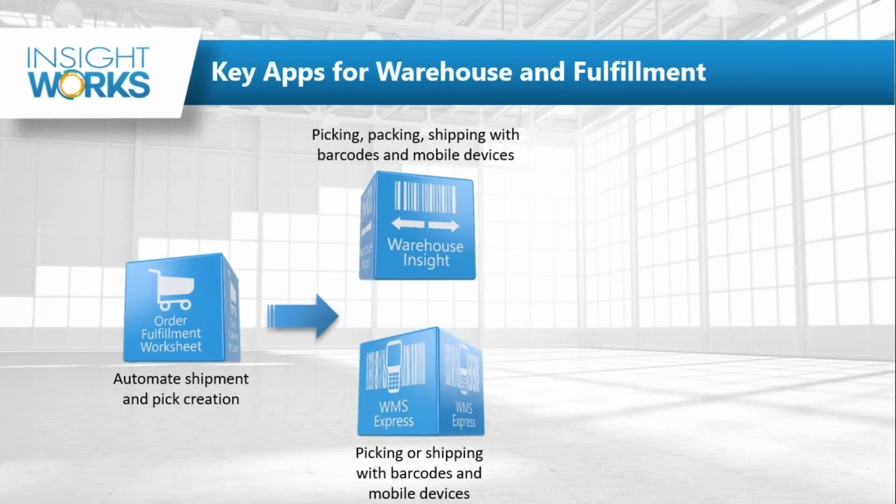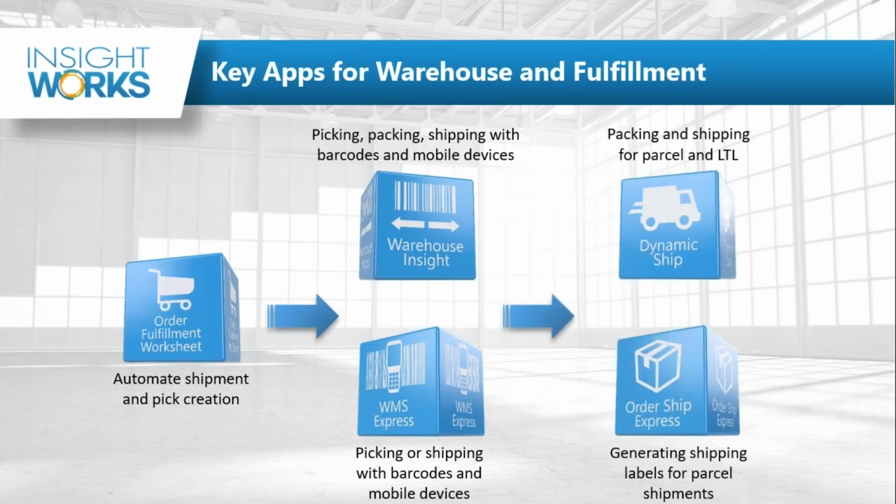And then once we've got those picks done, we've picked the product off the shelf and we need to ship it out, we're going to send it off to one of the shipping applications. And we're going to focus on Dynamic Ship. But really, that's going to allow me to package all that product up, do my rate shopping, get my labels, get it out the door, send emails automatically, all the good stuff that does.